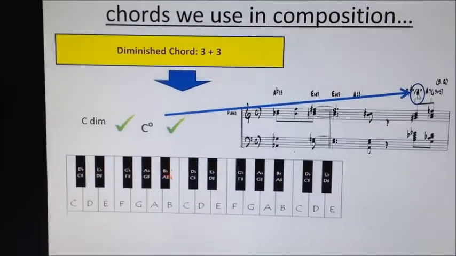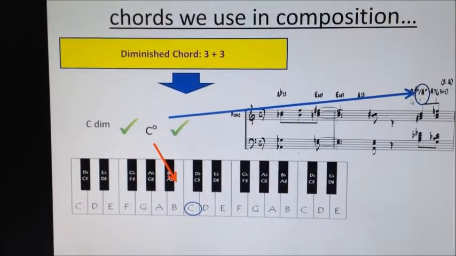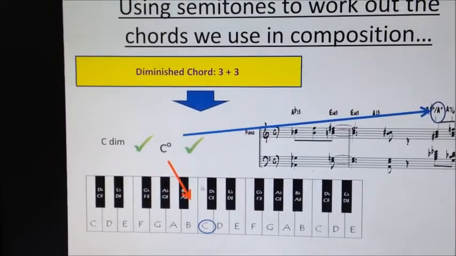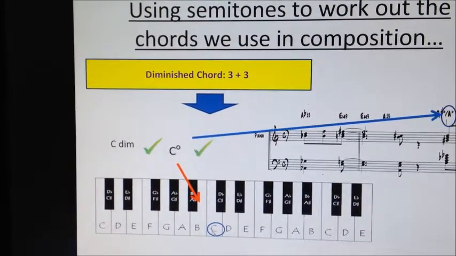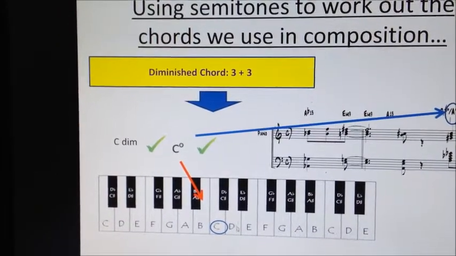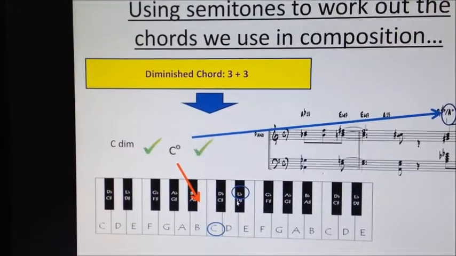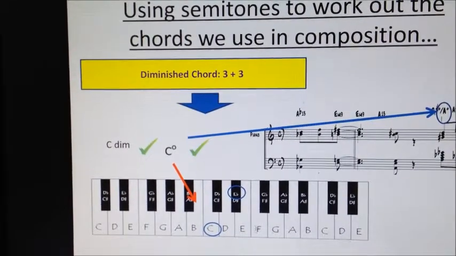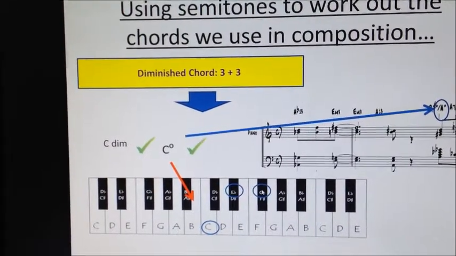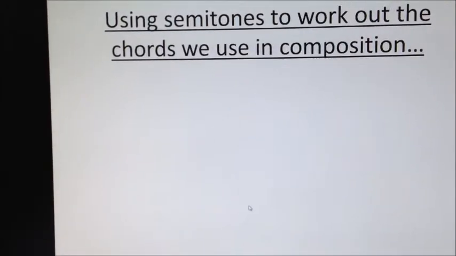Okay, so let's have a look at how this would work. So 3 plus 3. So we start at C, don't include the first note. 1, 2, 3. We should have an E flat. We do. 1, 2, 3. We should have a G flat. Okay, there we go, that's diminished.